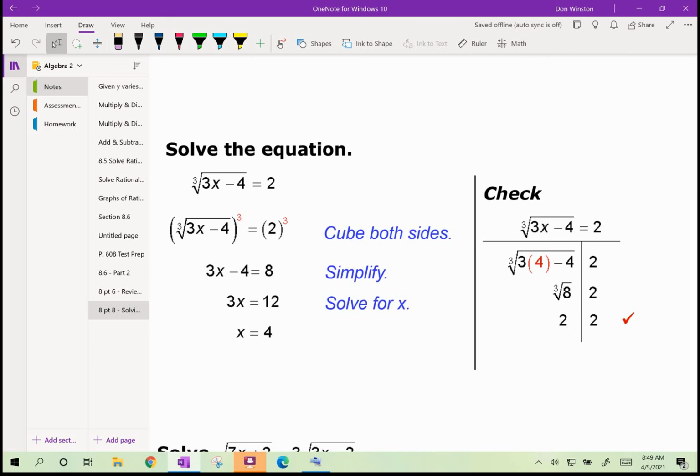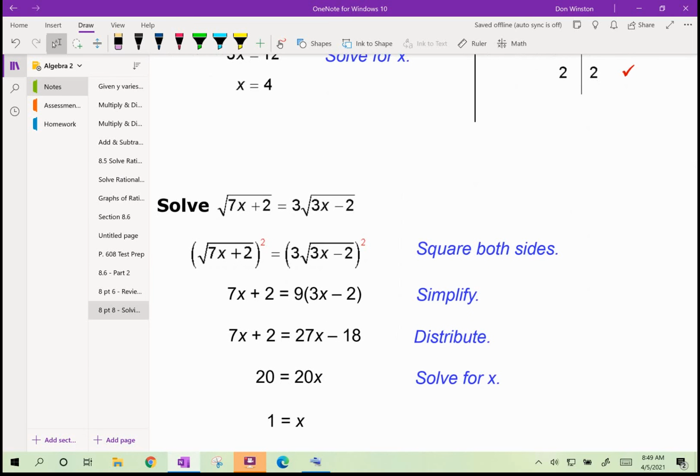Next one here, the radical is already isolated, so I take both sides to the 3rd power. That gets rid of the radical. I'll have 3x minus 4 equals 8. Add 4, divide by 3, and you get 4.